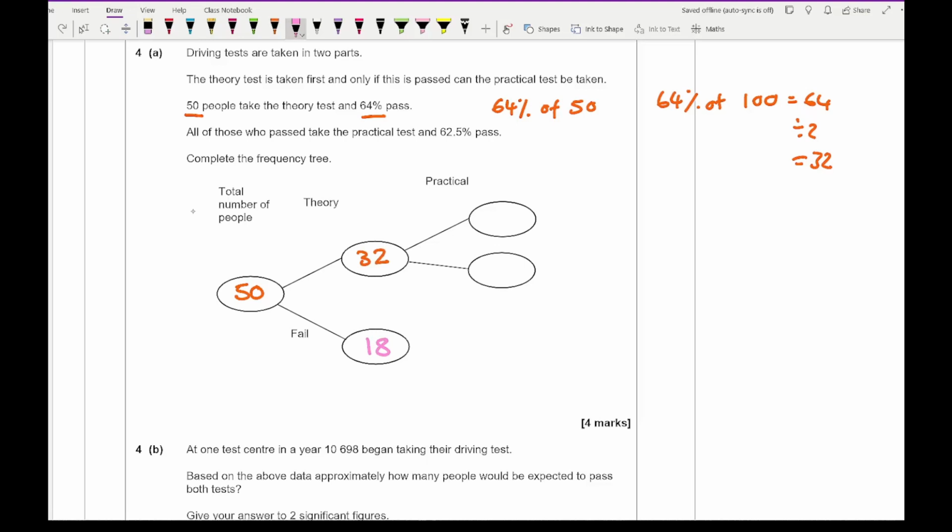It then says out of those who pass the practical test, 62.5% pass. So for this one, if we have pass and fail, in terms of this block here, we want to do 62.5% of 32. Now I assume from that percentage that this is going to be on a calculator paper. So 0.625 times 32 gives me an answer of 20.